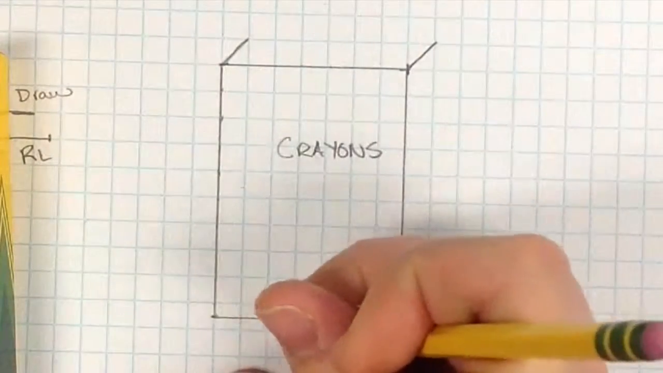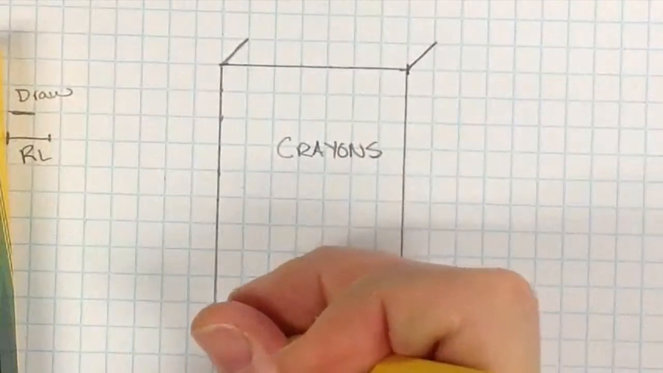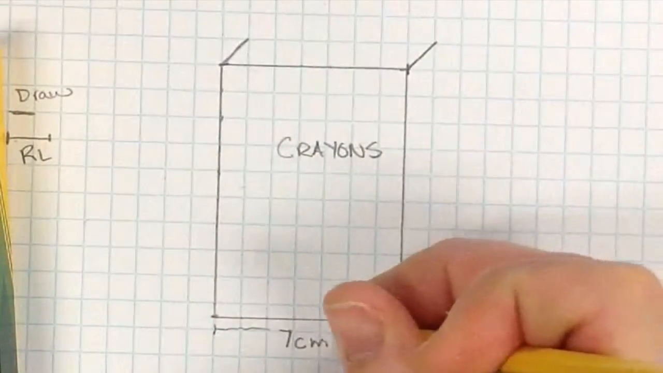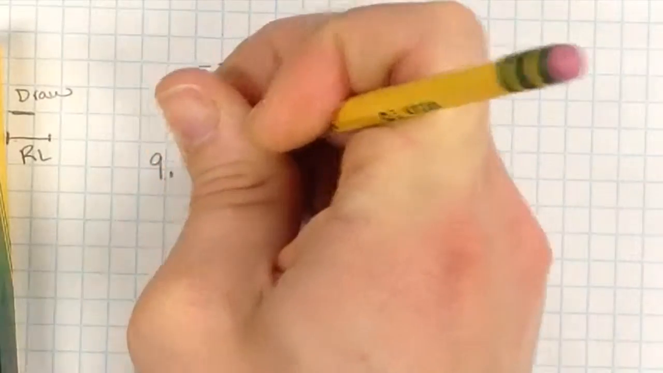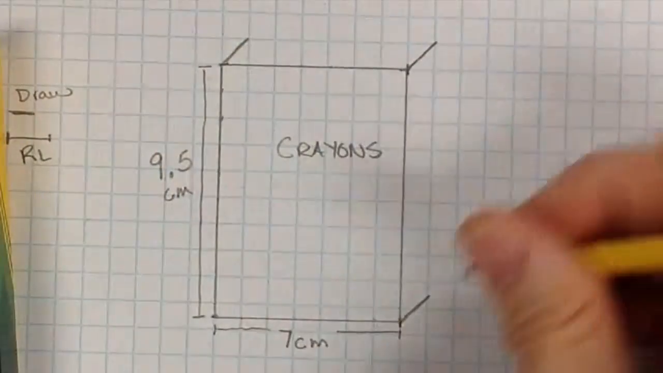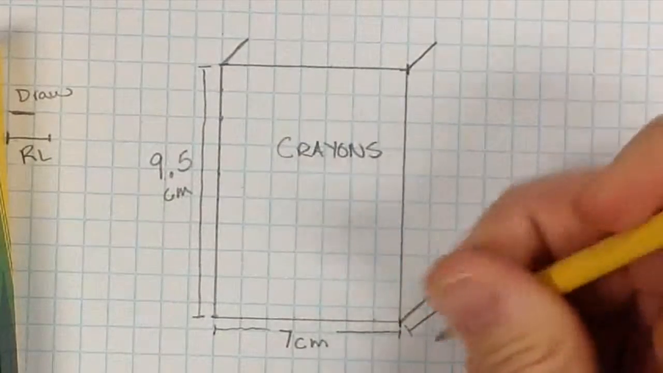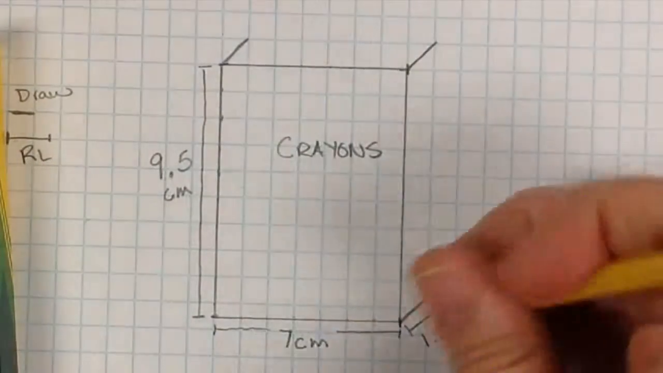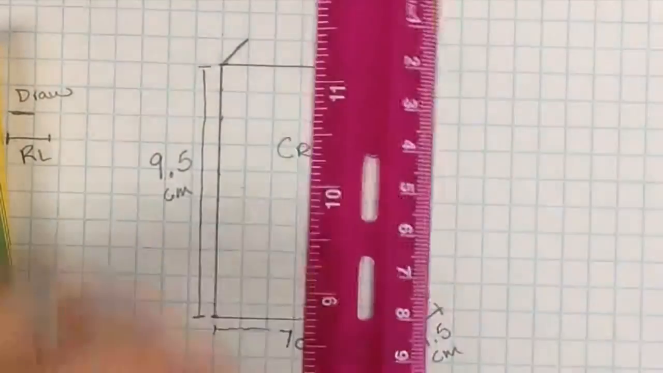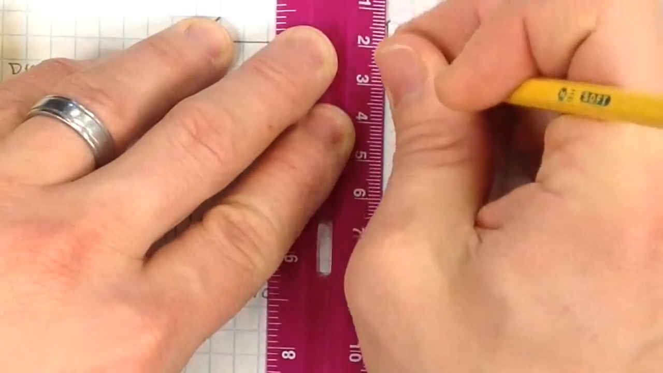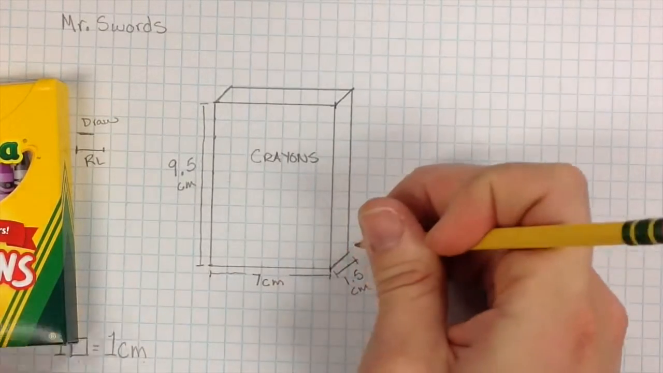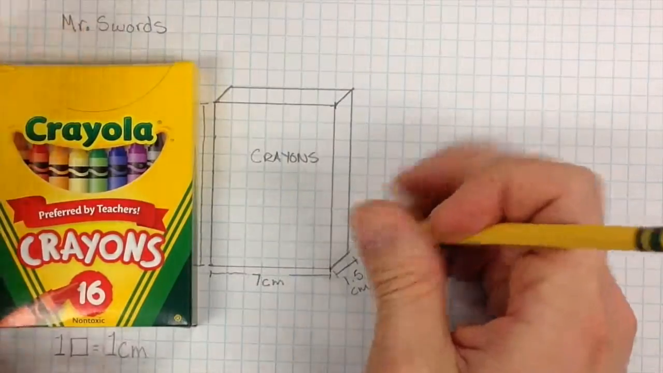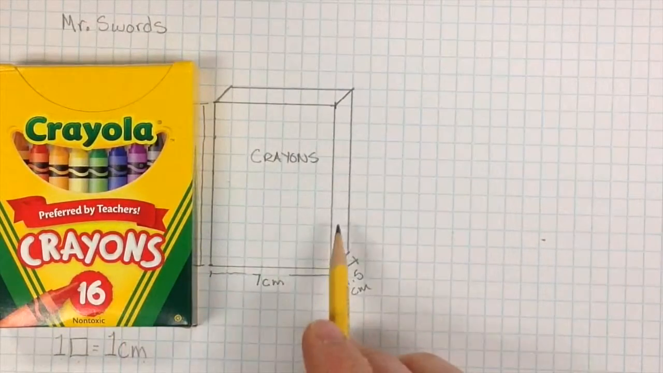And this is 7 centimeters. I must always have my widths and my dimensions incorporated in there. This height is 9.5 centimeters, and this depth is 1.5 centimeters. Okay? So then I draw. Now I have my height, my width, and my depth of my crayon box. And as you can see, my real life is going to be bigger than my scale drawing.